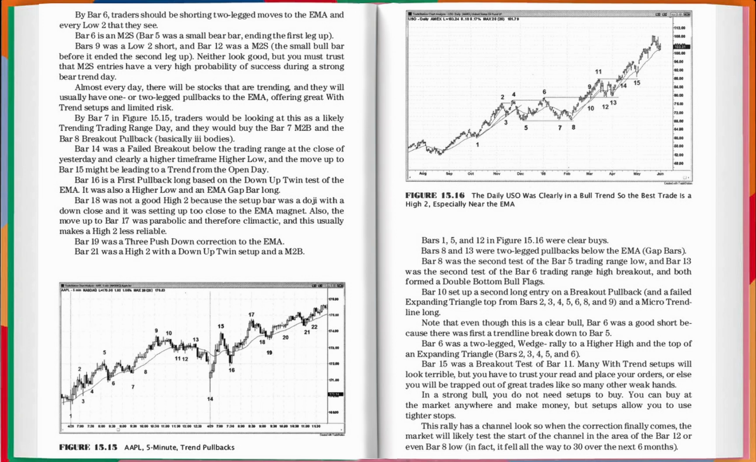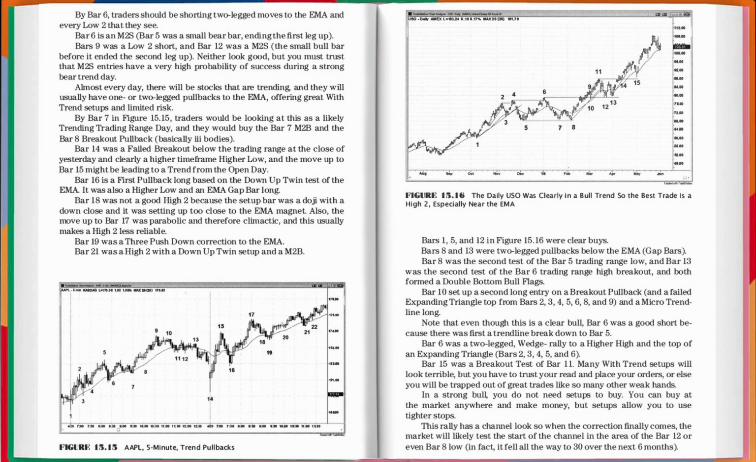Bars 1, 5, and 12 in figure 15.16 were clear buys. Bars 8 and 13 were 2-legged pullbacks below the EMA gap bars. Bar 8 was the second test of the bar 5 trading range low, and bar 13 was the second test of the bar 6 trading range high breakout, and both formed double bottom bull flags. Bar 10 set up a second long entry on a breakout pullback, and a failed expanding triangle top from bars 2, 3, 4, 5, 6, 8, and 9, and a micro trendline long.